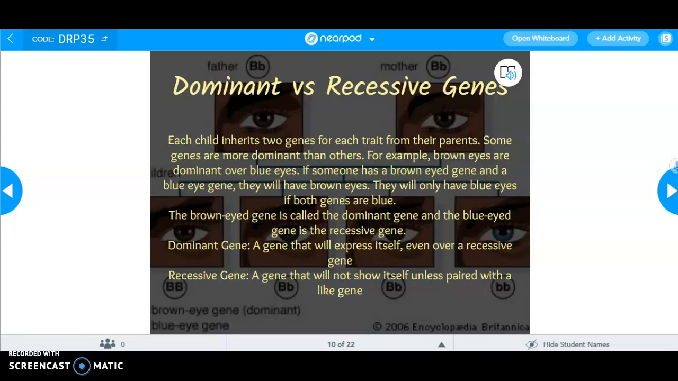So when you are a child, you get one gene from your mom and one gene from your dad, and then you get two genes to put together. And that's going to tell you some things like what color eyes you might have.